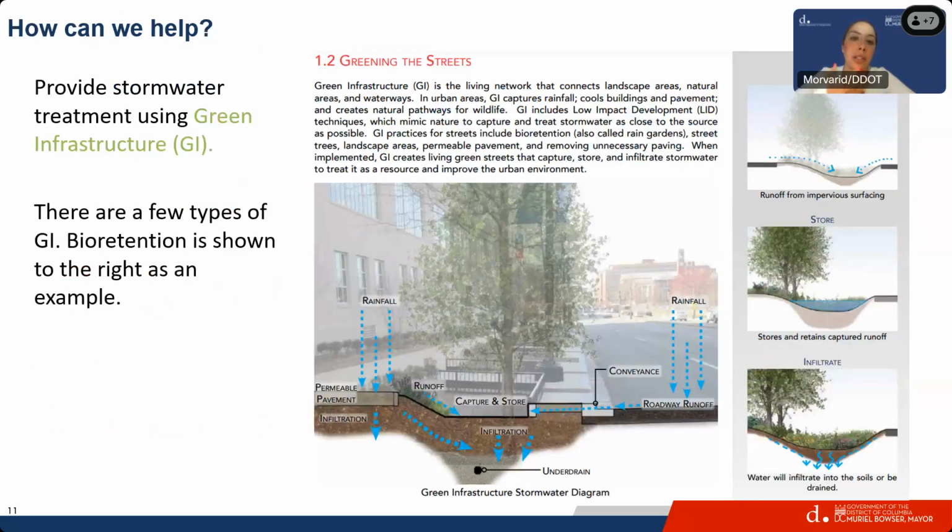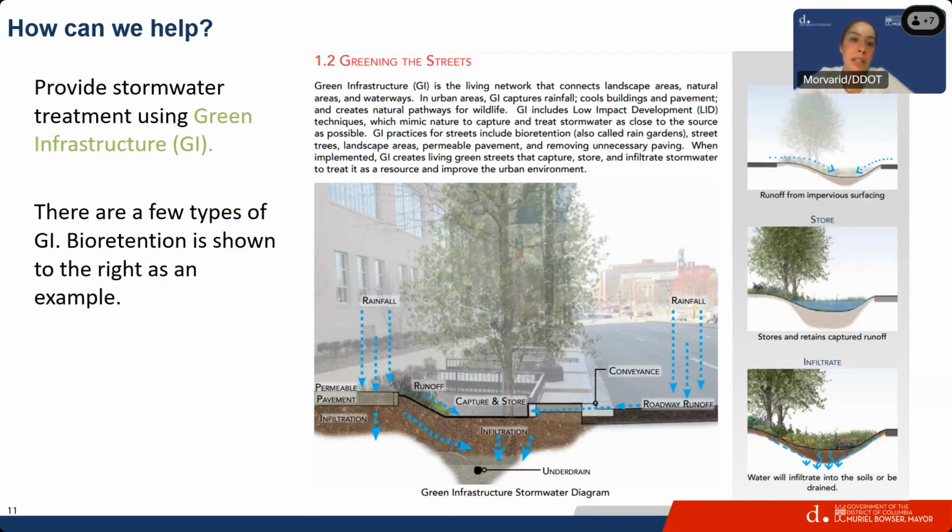Next slide, please. So how can we help? How can we manage the stormwater? How can we treat the stormwater? We are proposing stormwater treatment by providing green infrastructure. Green infrastructure is also called best management practices, or BMPs, and also low impact development techniques. They're all the same. They mean the same. It's called green infrastructure, or GI.